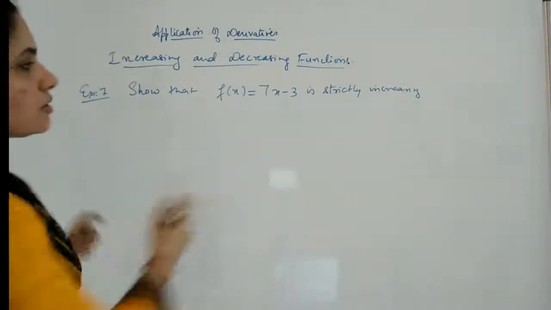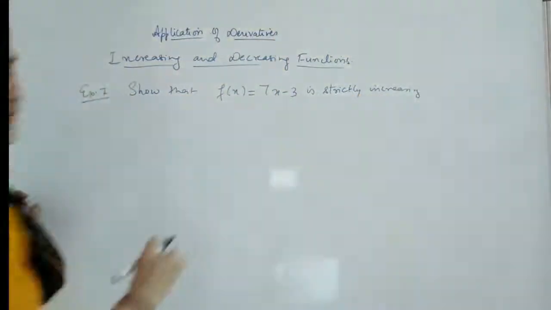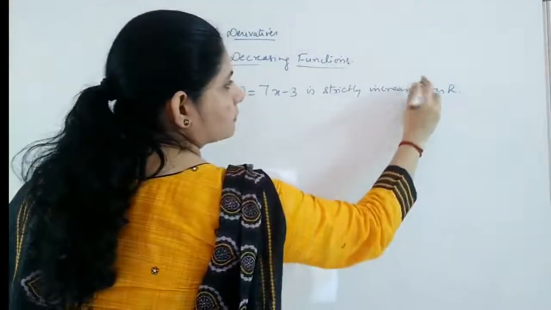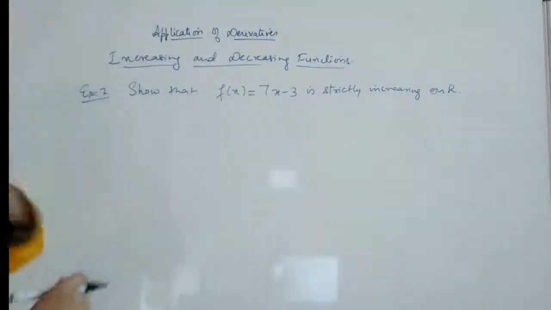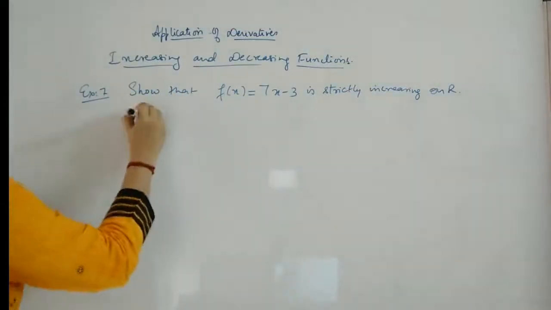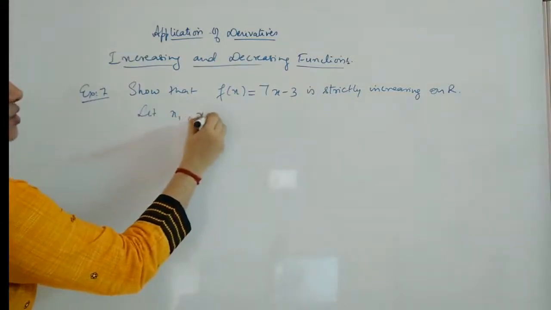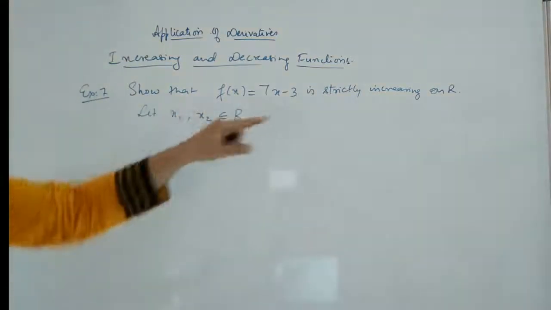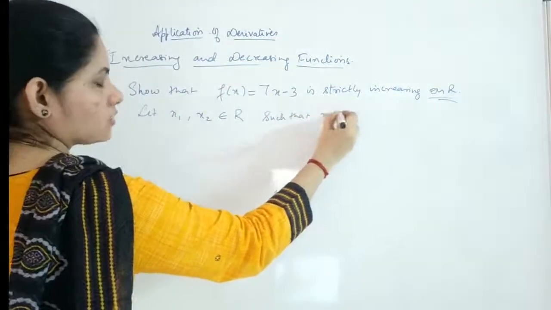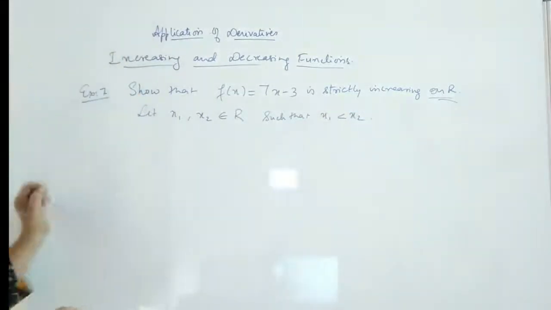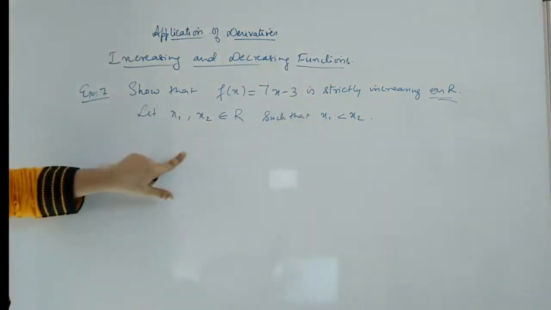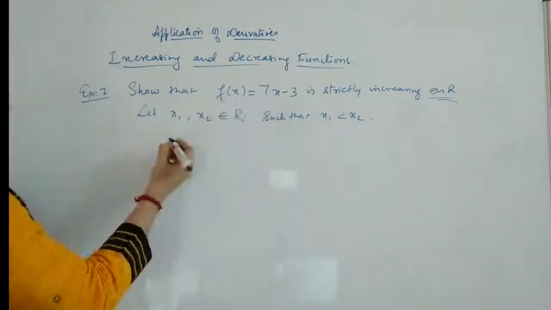Question: show that f of x equal to 7x minus 3 is strictly increasing on R. That is, in the real number system. So applying the formula which we have studied right now, let x1 and x2 be two numbers belonging to R, because you have to check it on R, such that x1 is less than x2. What is the relation connecting x1 and x2? Like that only I have to show in this one. Okay. So x1 is less than x2 I have taken.